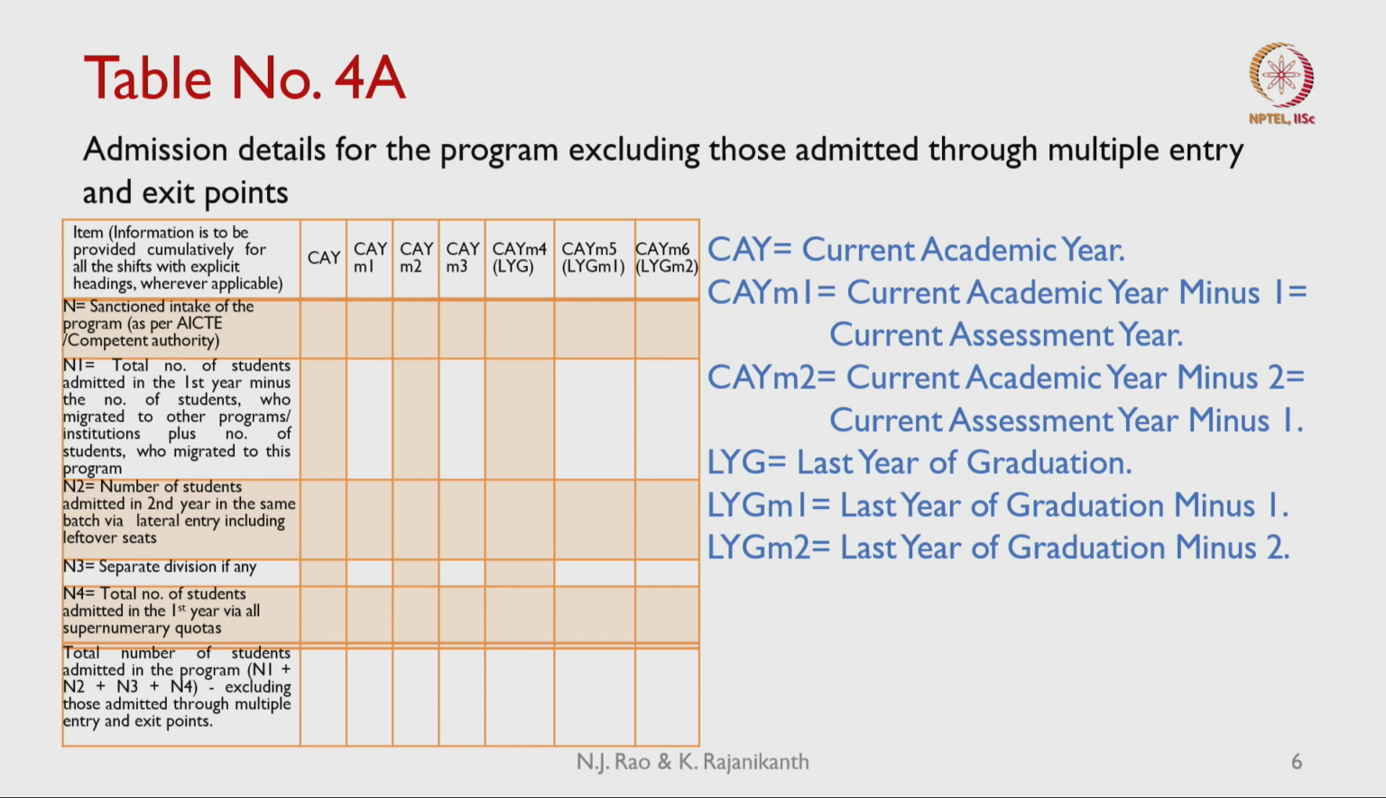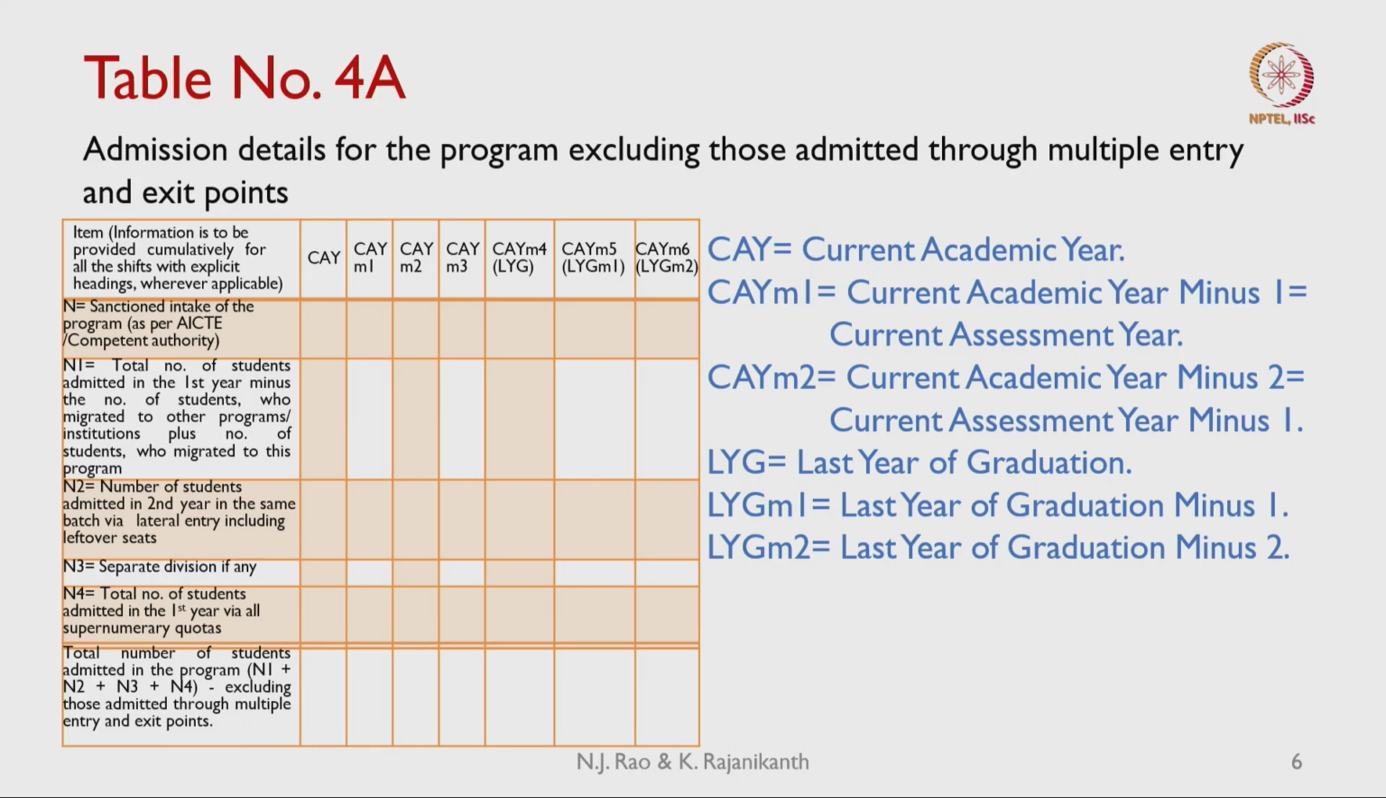So, that is the last year of graduation, minus 1, that is a year before that, then minus 2, a year still before that. So, we are looking at 3 batches of students who have graduated from the program. LYG minus 1, LYG minus 2. Then we are looking at 3 academic years, current academic year minus 1, minus 2.